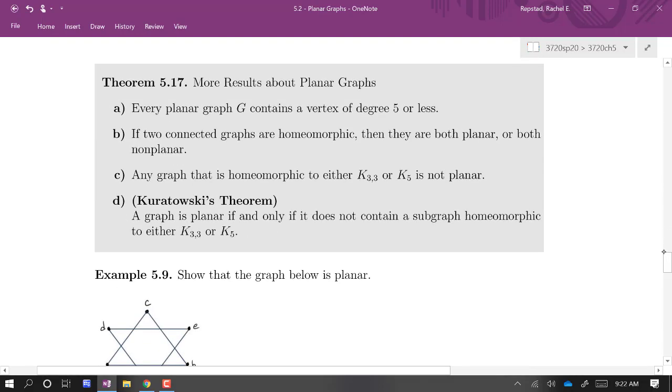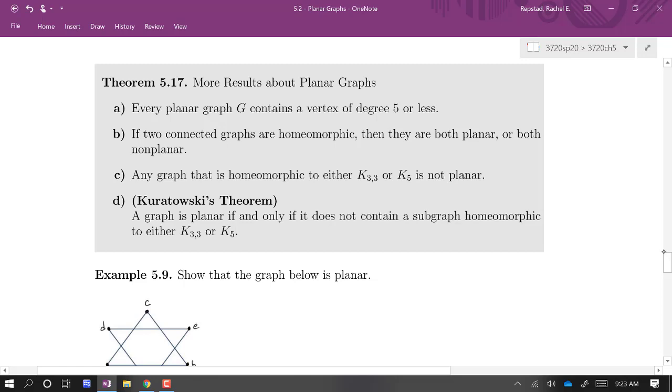All right, so some more results. Every planar graph has to contain a vertex of degree 5 or less. If 2 connected graphs are homeomorphic, then they're either both planar or both non-planar. So a homeomorphism preserves this characteristic of being planar or non-planar. Any graph that is homeomorphic to either K3,3 or K5 is not planar.